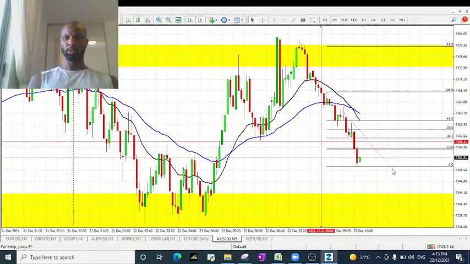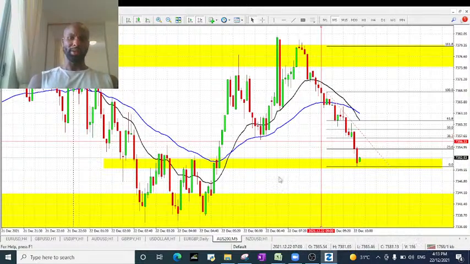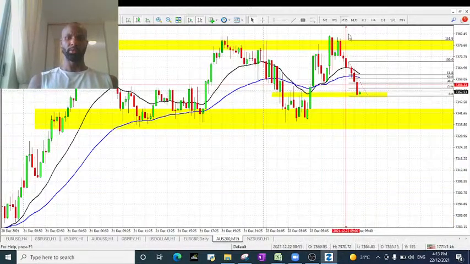Yeah, we might have something to work with here. Plus, we have to be careful about this zone. It's messy, man. It's messy. You have a range. We are already close to the bottom of the range. Taking a trade here will always be difficult.